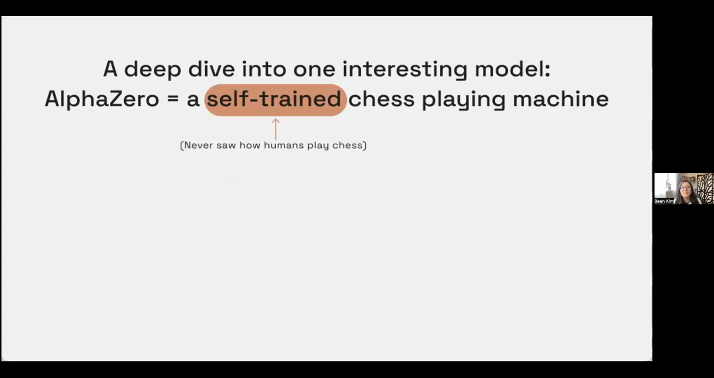Self-trained means that it was trained by playing against itself. So it never ever saw how humans play chess. And that's interesting because if we can show it naturally learns to share some representational space with us, that gives us hope to expand what we know.